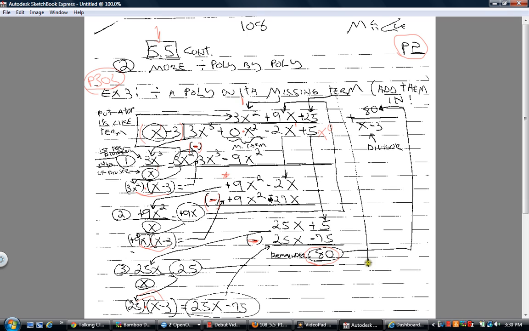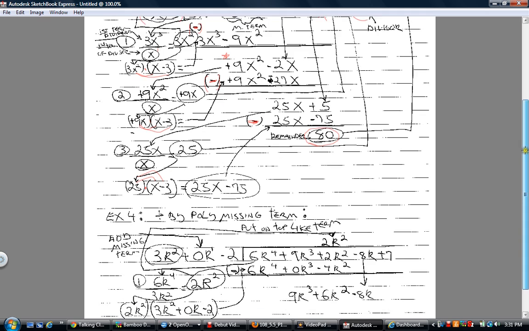So whatever you have left over, you take it, whatever that sign is, it's plus 80, then you always divide it by the entire divisor, x minus 3. And there's your answer. Okay, so there you go. Hopefully those 2 rounds have illustrated the concept here for you.